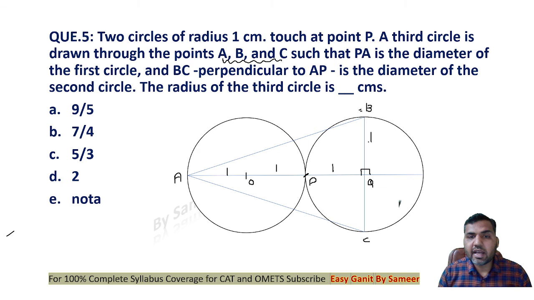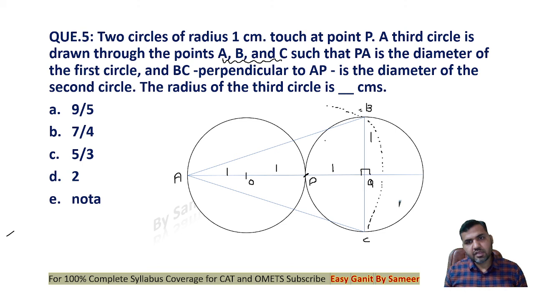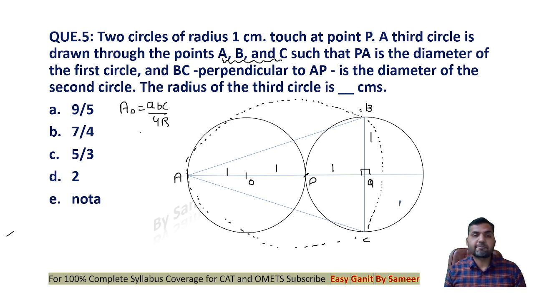What we are supposed to find out is the radius of the third circle which is passing through A, B, C. You see that the third circle passing through A, B, C is basically the circumcircle, right? Now if I want to find the radius of the circumcircle, I can simply apply the formula. The radius of the circle which is the circumcircle of triangle ABC, right? We know that the area of triangle ABC is abc upon 4R, right? So if I get to know the side lengths, I'll be able to get my answer.